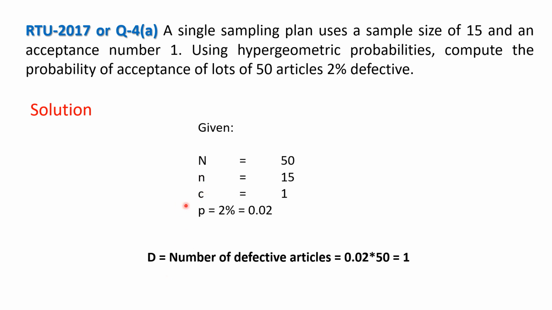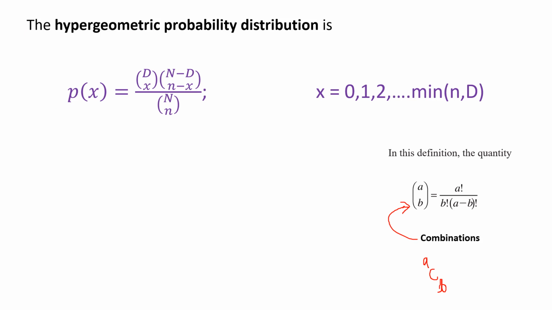with the help of N and P we can easily calculate the number of defective articles, that is D is equal to 2% of 50, that is 0.02 multiplied by 50, which is equal to 1. It is given in the question that we have to use the hypergeometric probability distribution. So this is the formula for the hypergeometric probability distribution: P of x is equal to D combination x multiplied by N minus D combination n minus x, divided by N combination n, and here the value of x is 0, 1, 2.